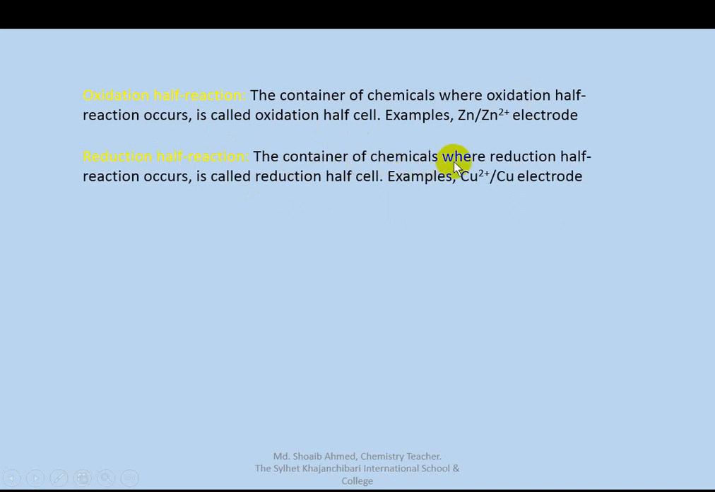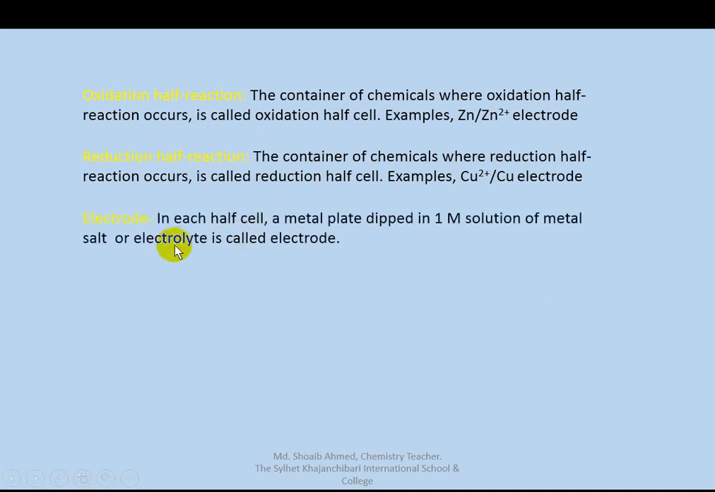The container of chemicals where the reduction half reaction occurs is called the reduction half cell. Here copper 2+ becomes copper. So reduction occurs, 2+ becomes 0. So reduction occurs.